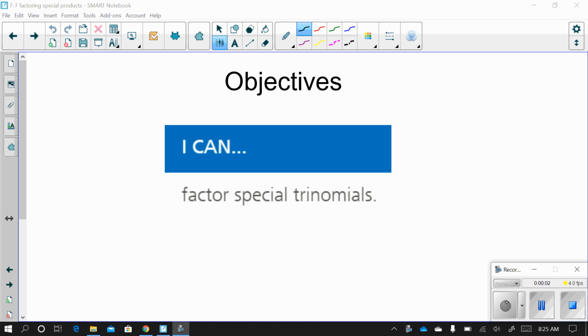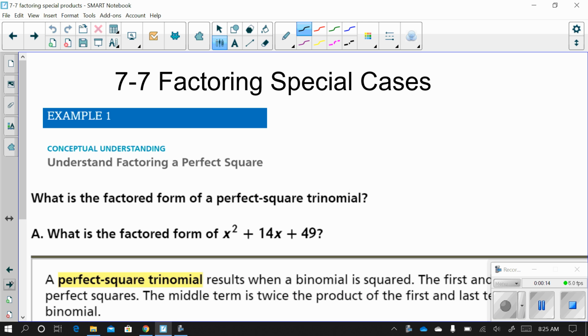Hey guys, so today we're going to cover 7.7. This is the last section of the chapter, so that's really exciting. Be prepared for a test soon. Okay, so objectives today, we're going to factor special trinomials. So this is 7.7, factoring special cases.